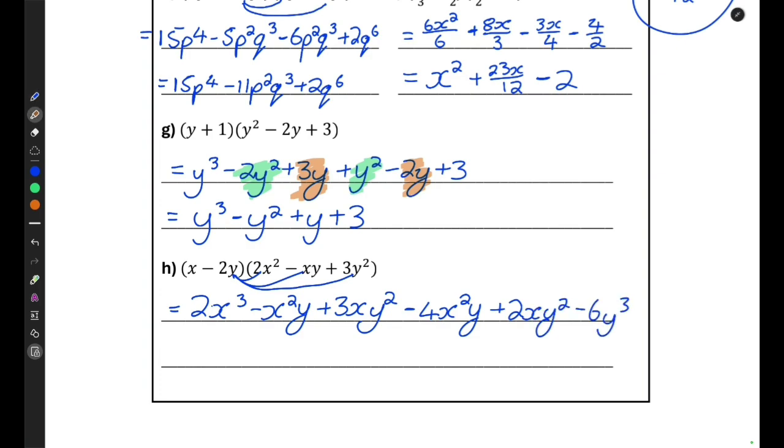Let's check for like terms. So I'm looking for something with x squared y, and there is another one. Okay, then I'm looking for something with xy squared. So guys, don't get confused. They look very similar, but it really depends on where the little squared is. Otherwise, it's not like terms. So 2x cubed. Then if I look at orange, minus 1 minus 4 gives me minus 5x squared y. And then with green, plus 3 plus 2 gives me plus 5xy squared. And then minus 6y cubed. There we go. Final answer.